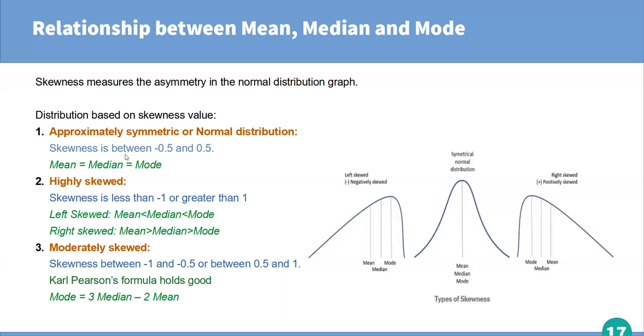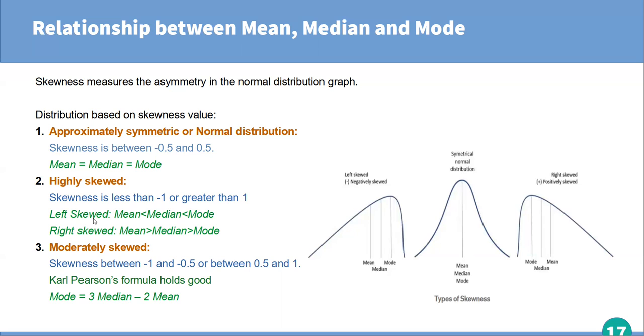First, let us consider the value which ranges between minus 0.5 to 0.5. This is known as normal distribution or approximately symmetric. So in this case, we have all the three values, that is mean, median, and mode, equal. When the skewness is less than -1 or greater than 1, it is highly skewed.